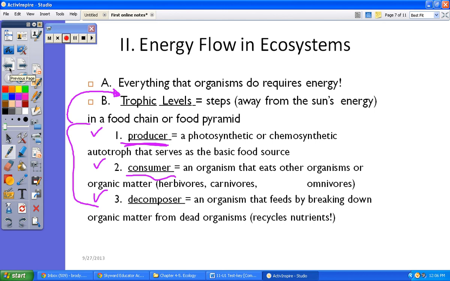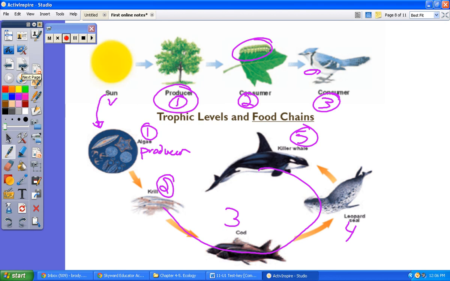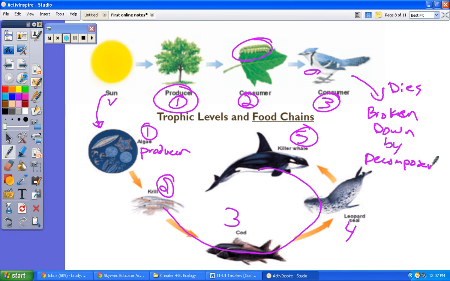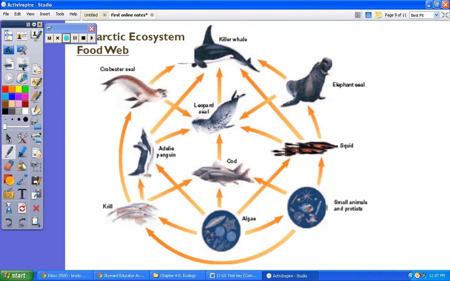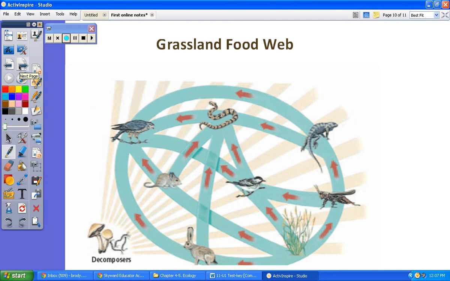Decomposers are the last one in the food chain. So basically we could put something out here that once the bird dies, it gets broken down by decomposers. And so they're the last one in the food chain that kind of wraps things up for the food web. And so here's a couple examples you can take a look at. We'll do a lot of work with these in class.